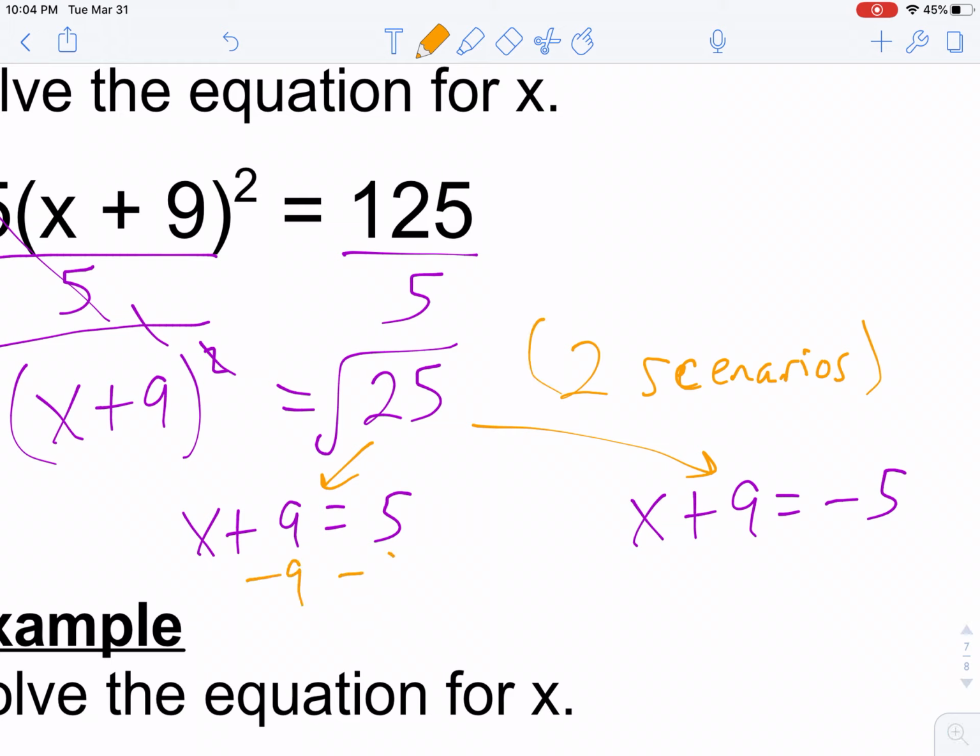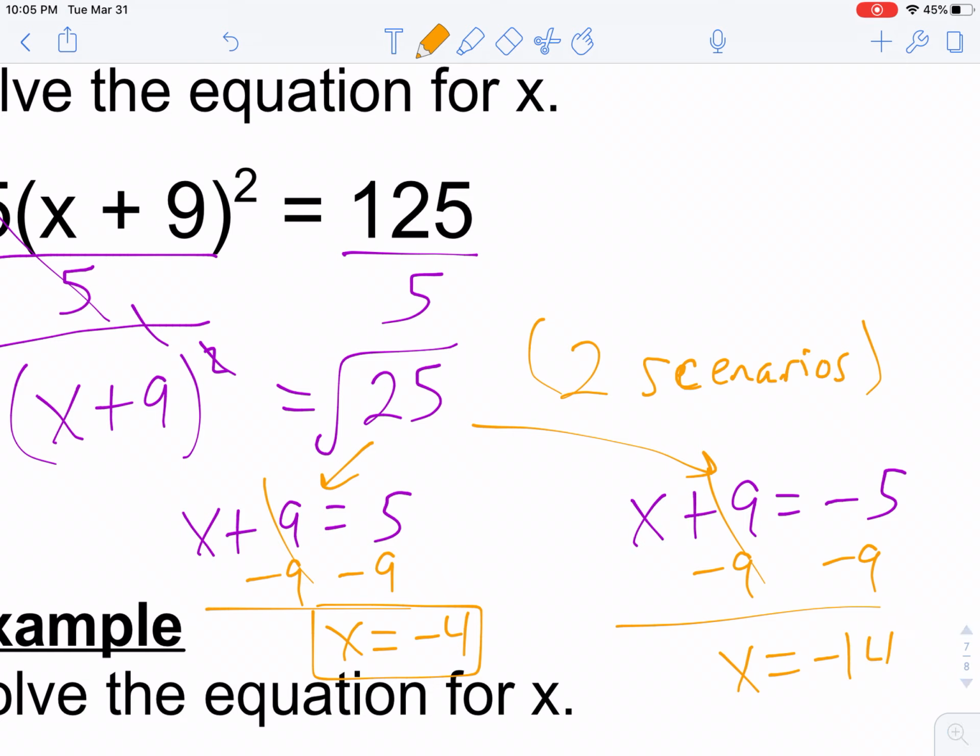So we would subtract 9 for this one. You get x equals negative 4. That's one answer. Subtract 9 for this one. You're going to wind up with x equals negative 14. Those are your 2 answers.